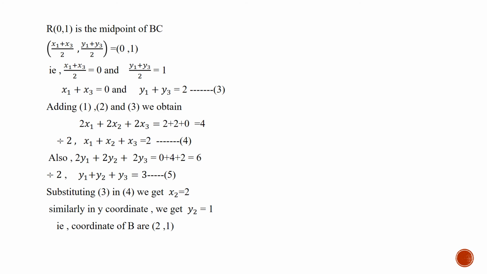Dividing throughout by 2, we have the equation x1 + x2 + x3 = 2. Similarly, adding all the y coordinates, we have 2y1 + 2y2 + 2y3 = 0 + 4 + 2 = 6. Again, dividing by 2, we have y1 + y2 + y3 = 3. Taking equation 3 in 4, we can say x1 + x3 = 0, and equation 4 is x1 + x2 + x3 = 2.